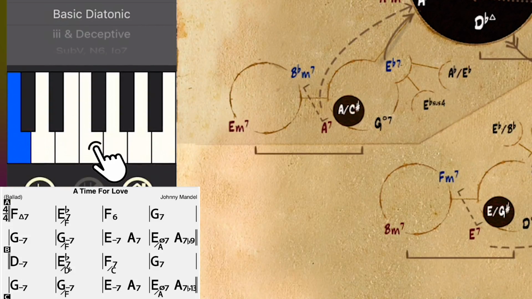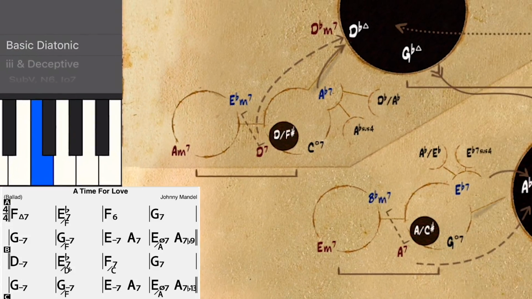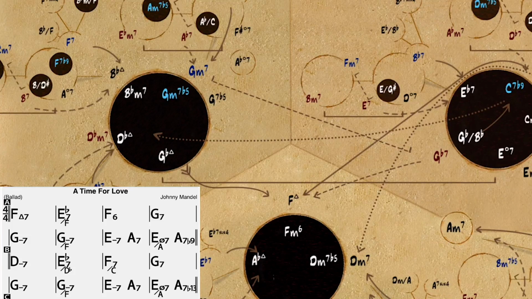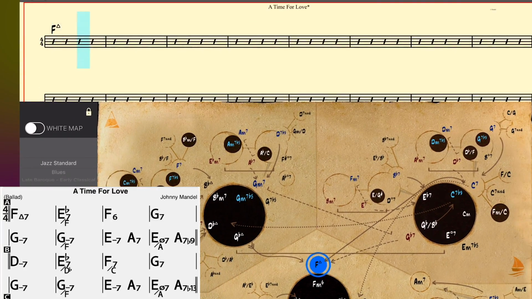The song is in F, so I'll tap on the F key on the keyboard in the Maps menu to see the map in F. First chord is F major 7, the 1 major 7 as expected. Just tap on the F major 7 on the map to insert it into the score. If you tap it again, it will move 2 more beats forward.